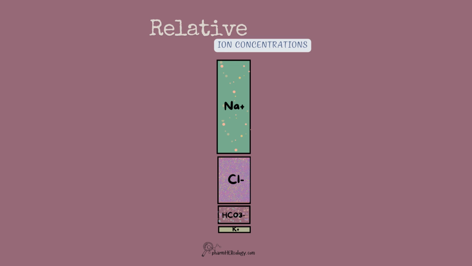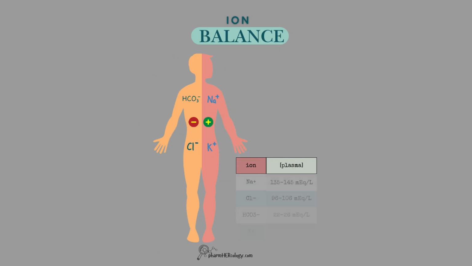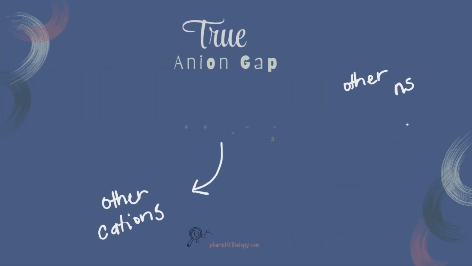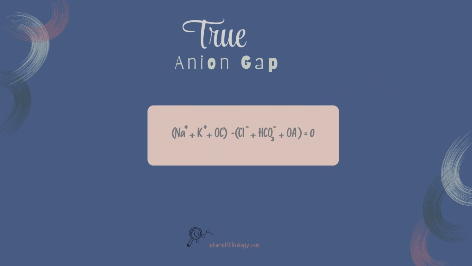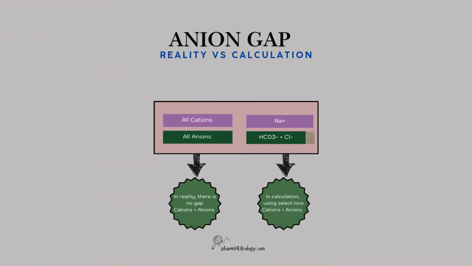Now notice the relative concentrations of these predominant ions. The cation concentrations way exceed those of the anions, and this is why our calculated anion gap is always positive. If we were to perform the anion gap calculation using all the cations and all the anions in the body, the value would be 0. The true anion gap is actually 0.